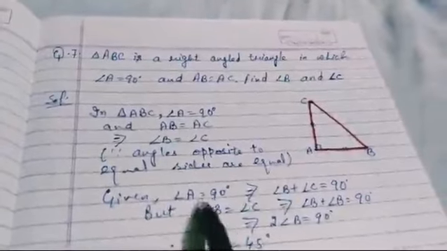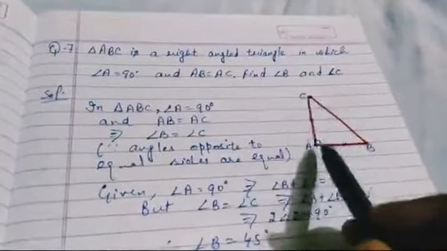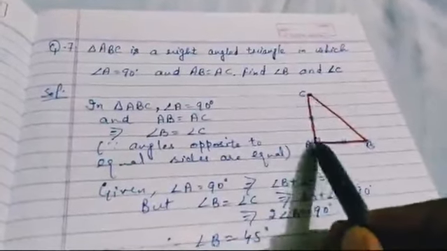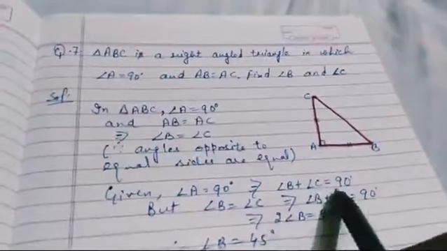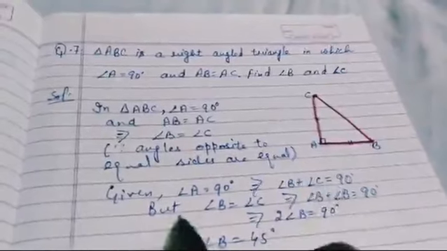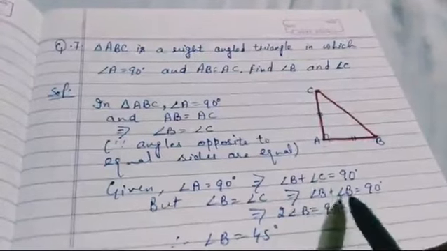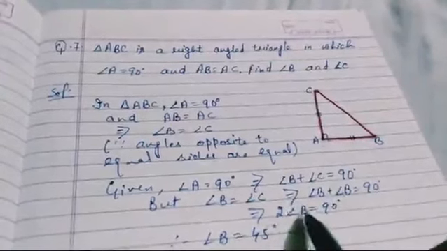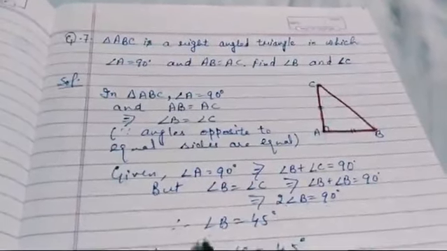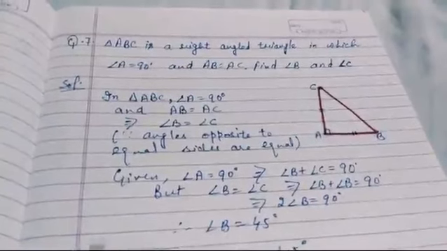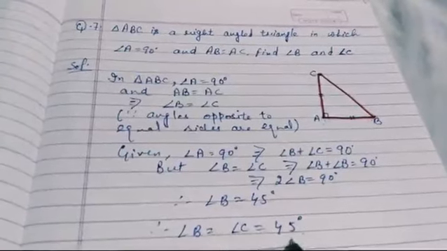Now given is angle A equal to 90 degree. We know that addition of three angles is 180 degree. One angle is 90 degree, so the other two angles addition will be 90 degree. Angle B plus angle C will be 90 degree. But also angle B equal to angle C, so in place of angle C we can write angle B. This will become 2 times angle B equal to 90 degree. Therefore, on dividing we get angle B equal to 45 degree, and angle C will also become 45 degree.